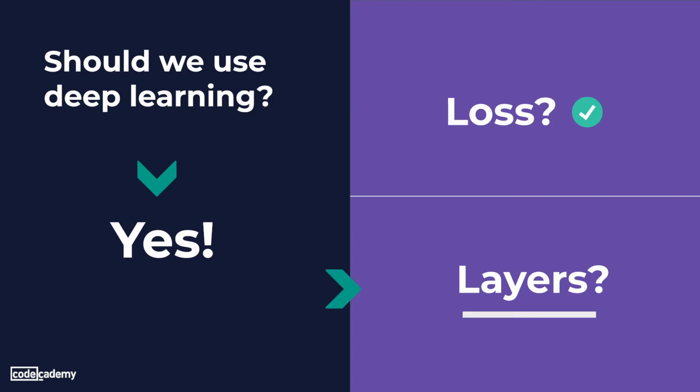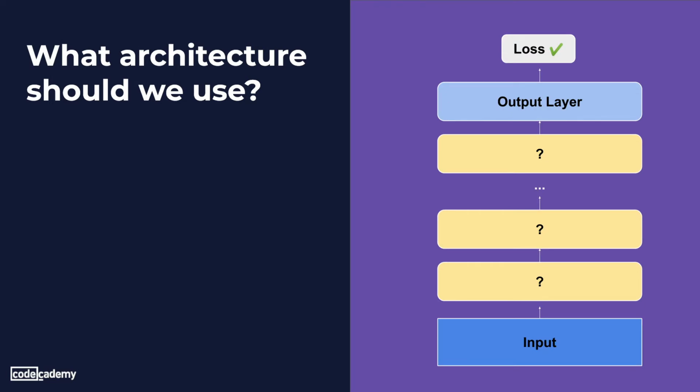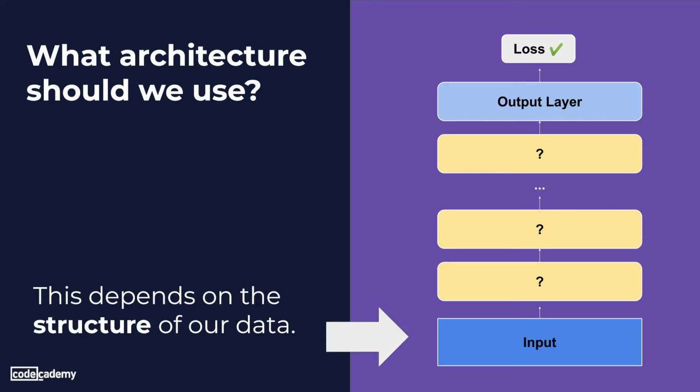It's time to talk about which layers we should build into our model. How do we decide which architecture to use? This really depends on the structure of our data. What does our input look like? Let's consider some of the main possibilities.